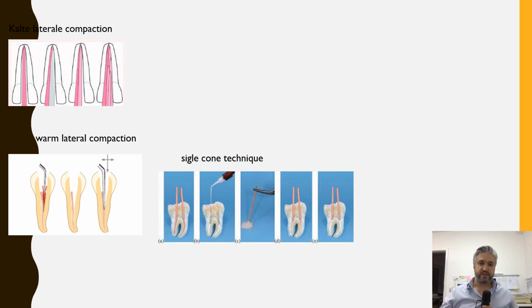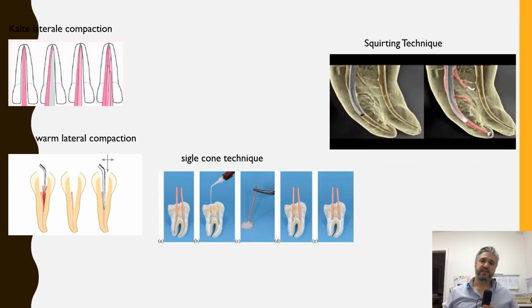Then you remove the upper part of the cone that is looking out of the orifice of the canal, and then you are finished with the filling. This is very, very easy. It has its limitations. It's not easy to use with every tooth, and sometimes we don't have a round cross-section canal, so we have to be careful using the right sealer with this technique.